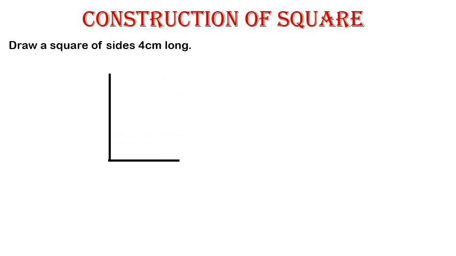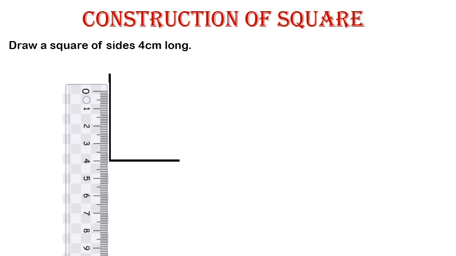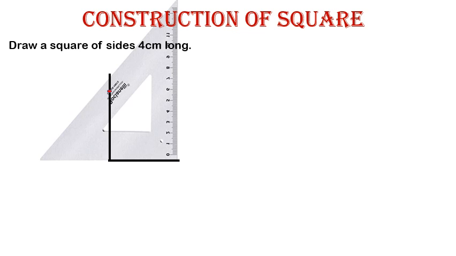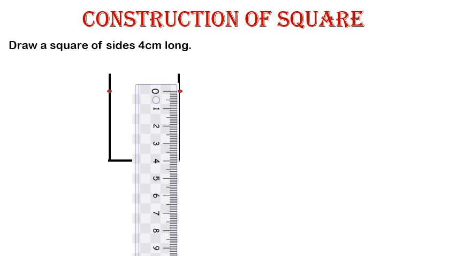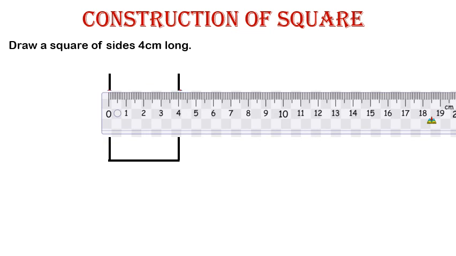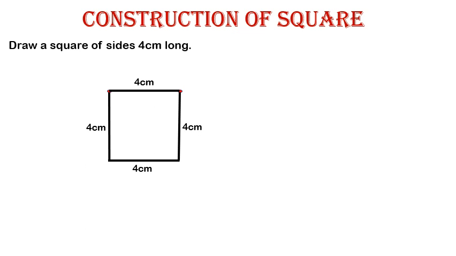Then use a ruler and mark 4 centimeters, or you can use the set square itself for getting 4 centimeters. Then repeat the same from the other end. Draw a perpendicular line, then mark 4 centimeters. Then join these points with a ruler. Then erase the unwanted parts. Now we get a square of sides 4 centimeters long.